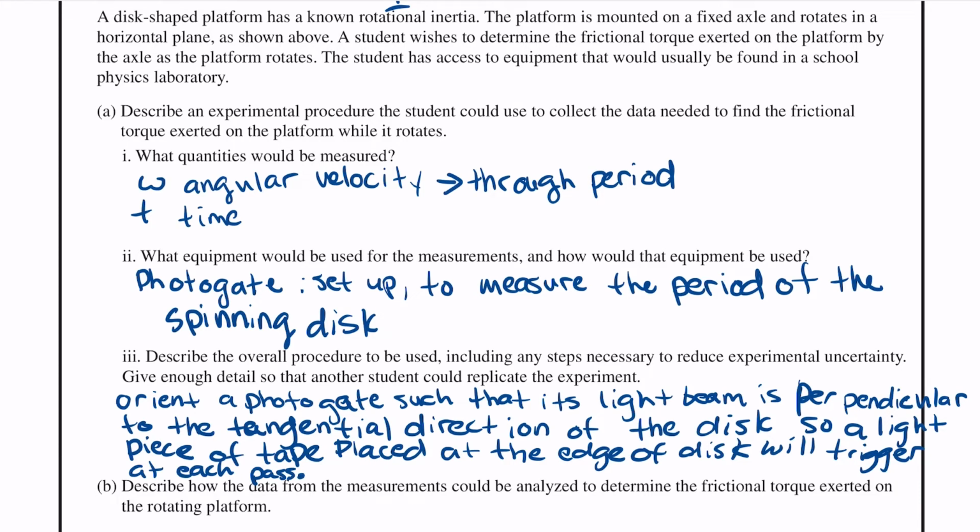So that should be enough detail so that somebody else could set up and orient their photo gate in such a way that we're going to trigger it with some light tape or some other similar marker every time that point on the disk passes through the photo gate.